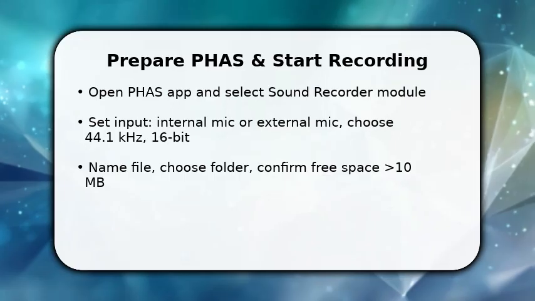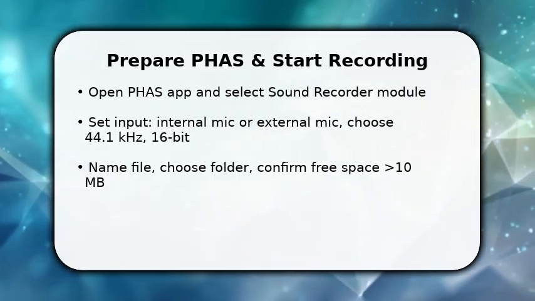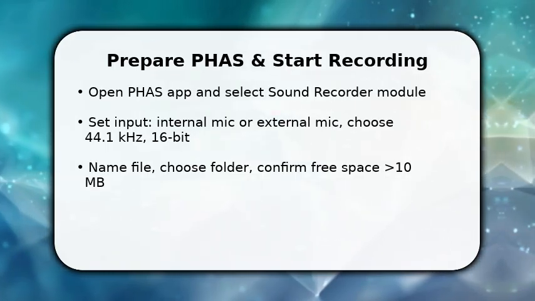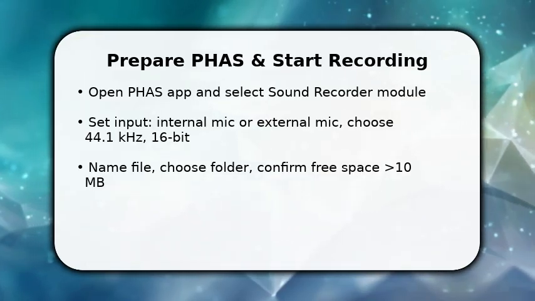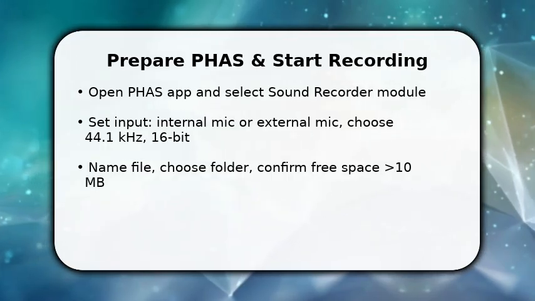You begin by opening Phas and navigating straight to the sound recorder. Select your input, internal or external mic, and set sample rate to 44.1 kHz and 16-bit for clear audio. Once done, name the file and pick the save folder. Make sure you have more than 10 MB free.